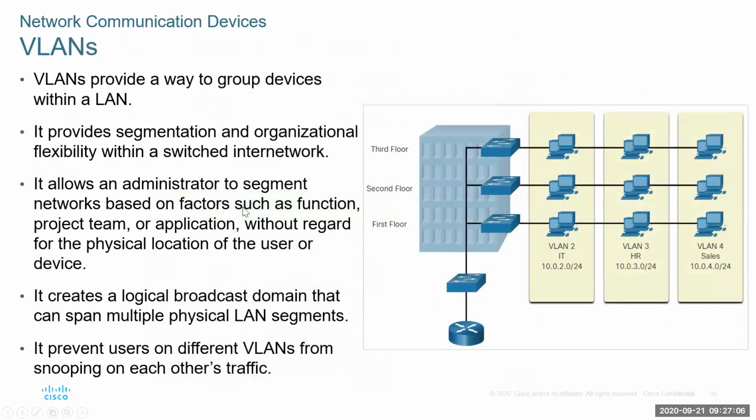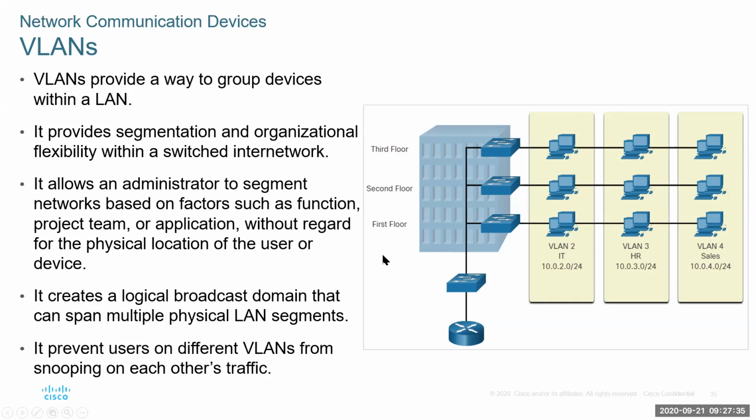Okay. We also have what are called VLANs. So for those of you that didn't quite get through Internet Networking 1 yet, VLANs are a way to group devices within a single flat LAN or a single physical network. It provides some segmentation as well as organizational flexibility within the switch network. It allows an administrator to segment those networks based on factors, usually such as function, a project team, or applications, without regard for the physical location of the user.